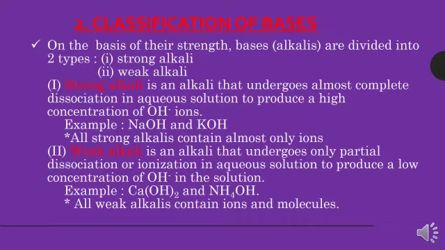Now, what is weak alkali? It is an alkali that undergoes only partial dissociation or ionization in aqueous solution to produce a low concentration of hydroxyl ions in the solution. For example, calcium hydroxide and ammonium hydroxide. These two are treated as weak alkalis because they contain ions and molecules. They ionize very less in aqueous solution.